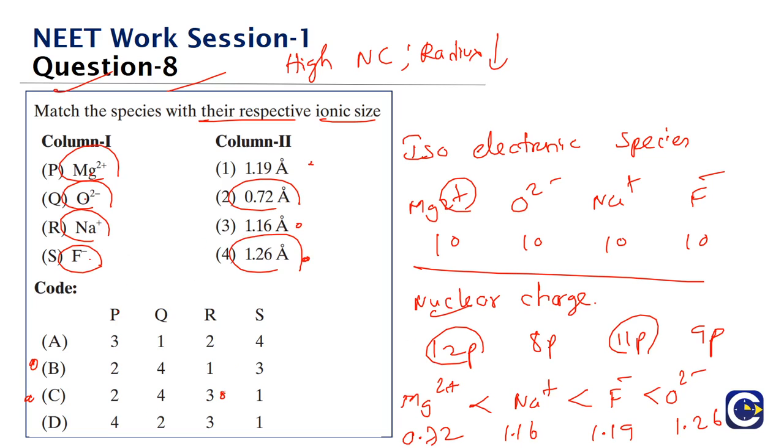So look at this, guys. What is the correct match? It is option C. So how do we look at the radius of isoelectronic species? For isoelectronic species, the number of electrons will be the same, and the difference will be only in terms of the nuclear charge. When the nuclear charge is more, the corresponding isoelectronic species will have the least radius.